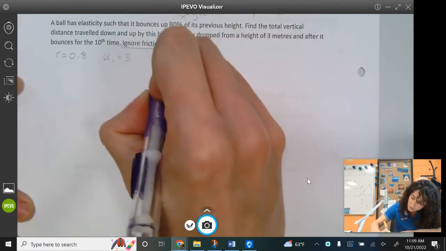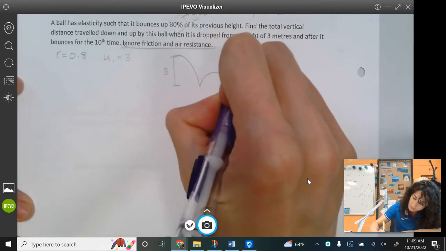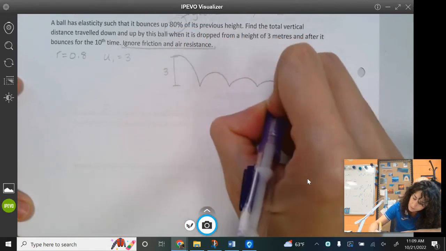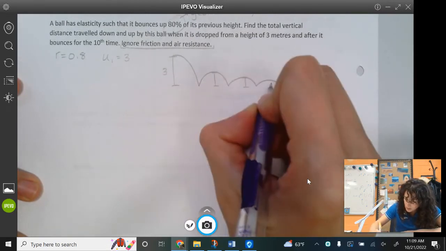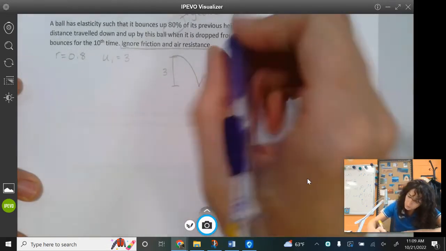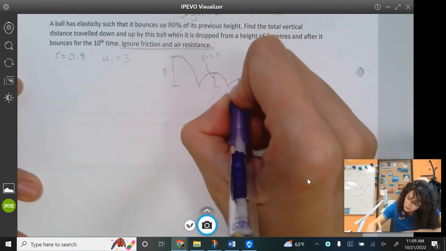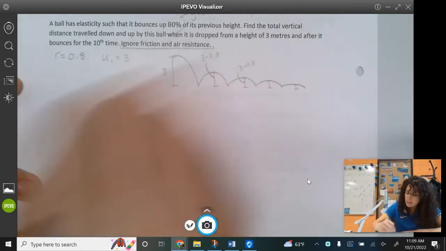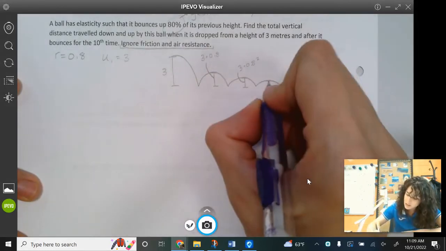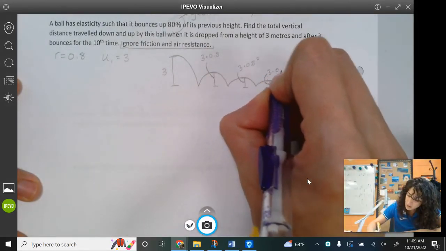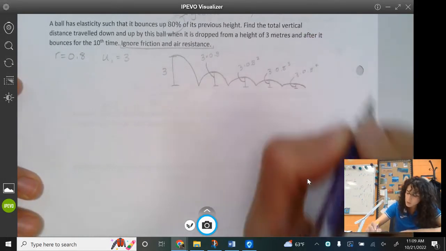Well, it starts at a height of 3, and from there it bounces. Okay, and each height is 80% of what it was before. So that would be 3 times 0.8. This would be 3 times 0.8 times 0.8, so 0.8 squared. It's starting to feel a little bit more like a geometric sequence. 3 times 0.8 cubed, 3 times 0.8 to the 4th power.